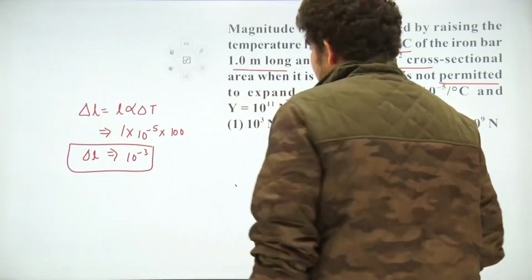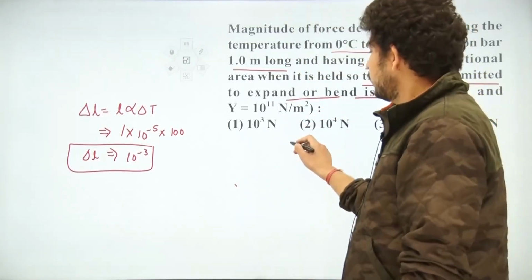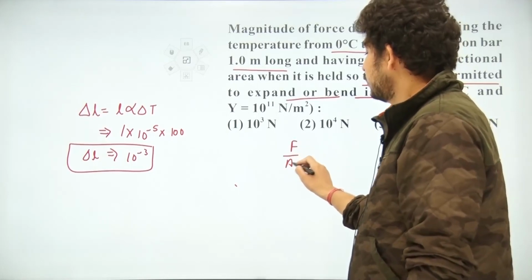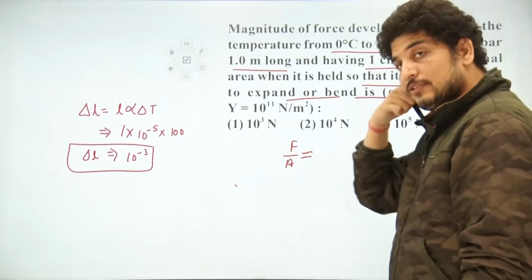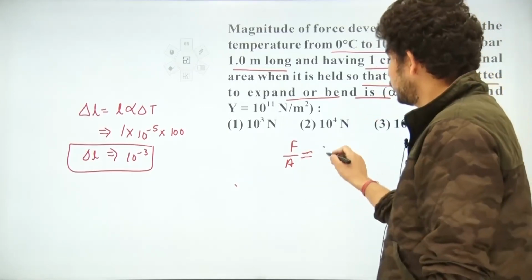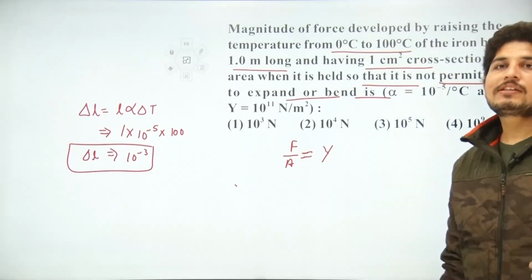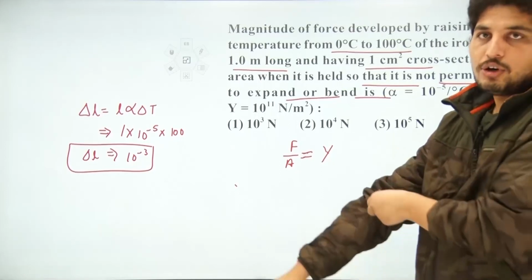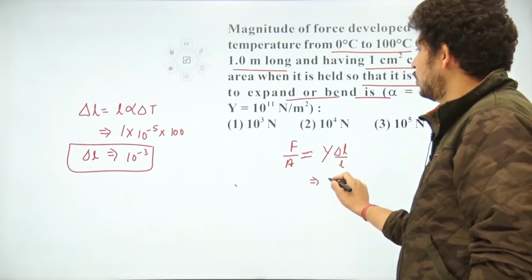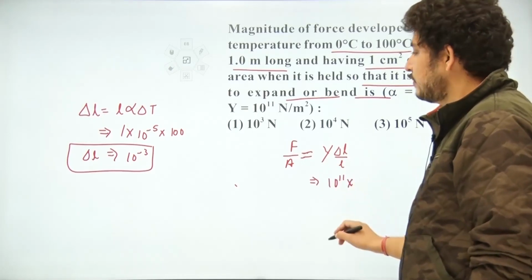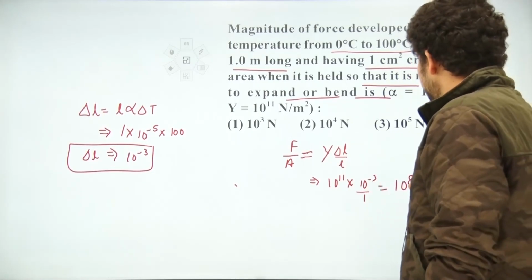Now if it is not permitted to expand or bend, a force will be generated in the wire, or rod. So stress will be developed in the rod, and this stress will be equal to Young's modulus times the strain developed. The strain will only develop when it is not permitted to expand or bend, so the strain is delta L by L. I can write 10 to the power 11 multiplied by delta L by L, which is 10 to the power minus 3 by 1. After solving, it's 10 to the power 8 Newton per meter square.